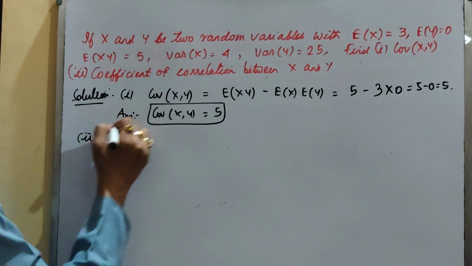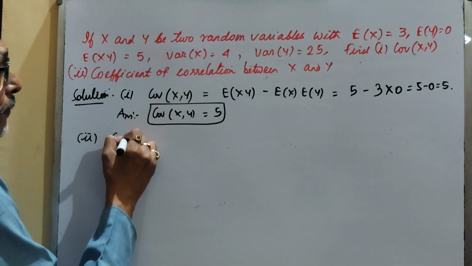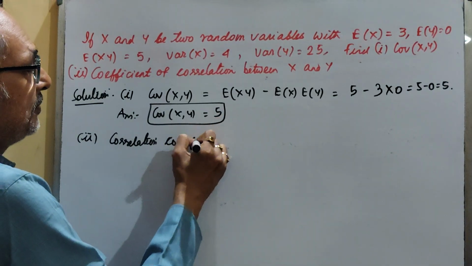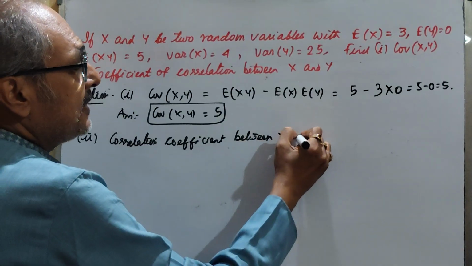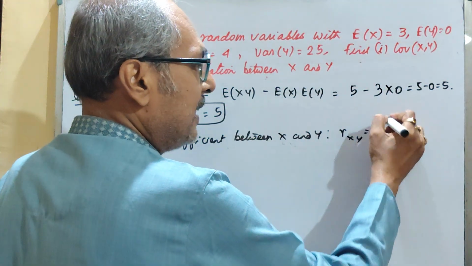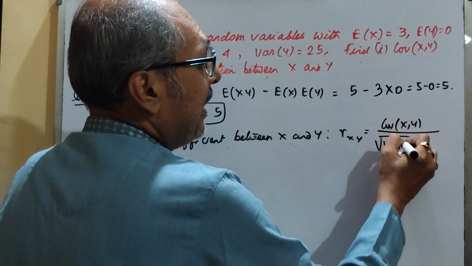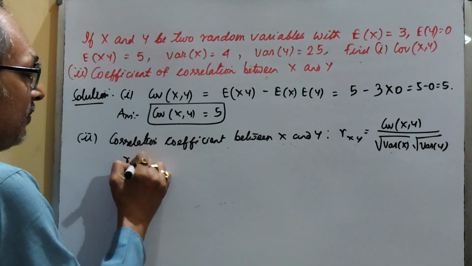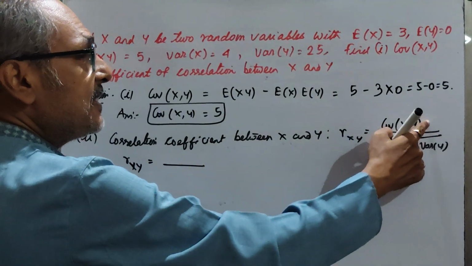Now we do the second part, the coefficient of correlation between X and Y, or correlation coefficient between X and Y. It is symbolically written as Rxy, and the formula is covariance XY divided by the square root of var X times the square root of var Y. Now Rxy, the correlation coefficient between X and Y, is covariance XY, which is what?